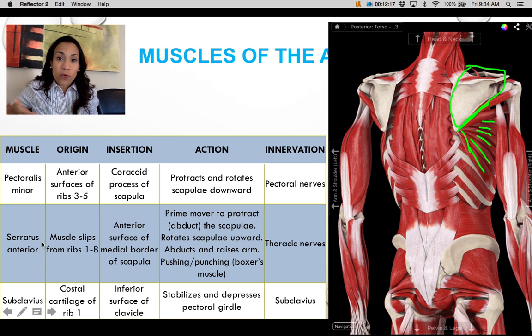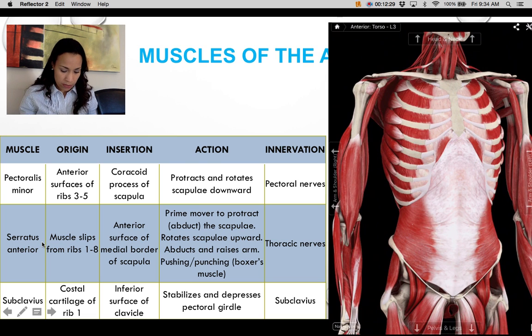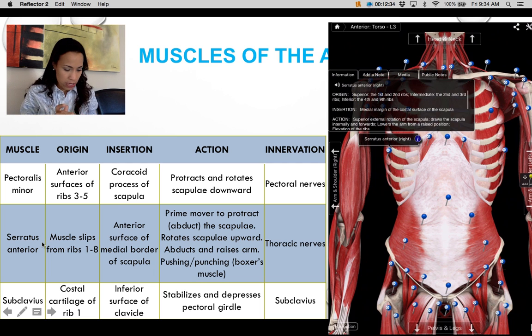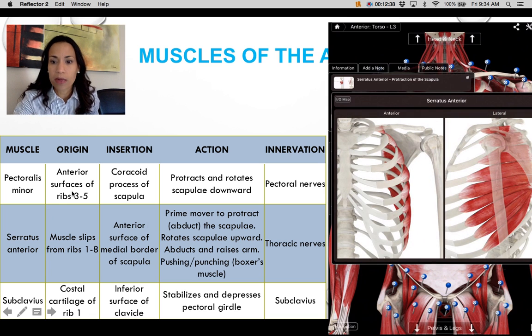Serratus anterior inserts in the anterior aspect of the scapula, specifically in the medial border. This is a very important muscle that I want to show you individually so you can see what I'm talking about.